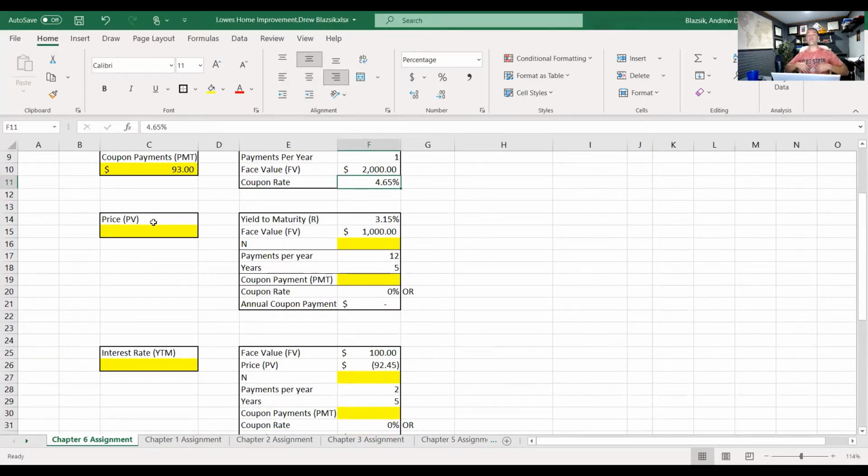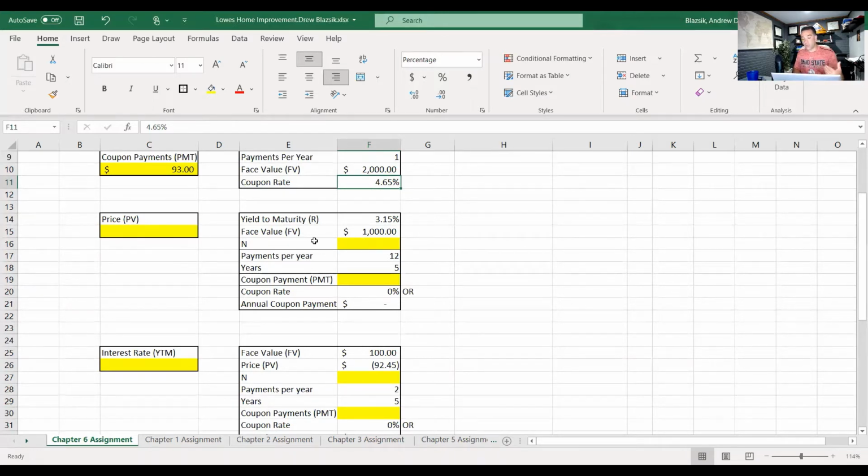What is the price? The price is what you value it at. The price is what it's sold at. So we can find out what a bond is worth today by these numbers. So this is what we want to do here. The yield to maturity represents the interest rate in this example. The face value is what you get at the end of the year. The price is the present value, what we're trying to solve. That's today.